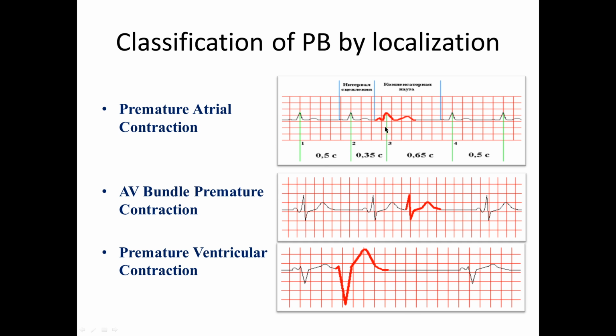Premature atrial contraction: you see there is normal PQRST, but it appears in the refractory phase, and after it there is an incomplete compensatory pause. In premature bundle contraction, there is no P wave. Here are only QRS complexes, similar to the normal, but we also have an incomplete compensatory phase. In premature ventricular contraction, we have an enlarged, deformed QRS complex, only QRS without P, with the full compensatory phase.